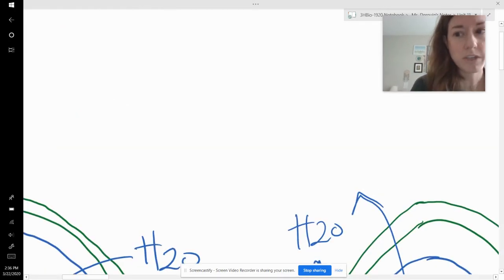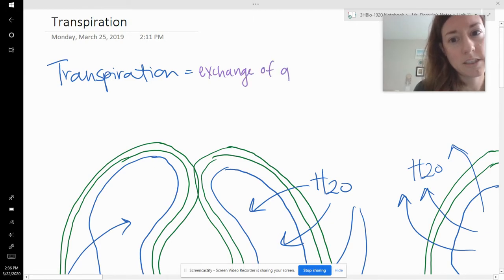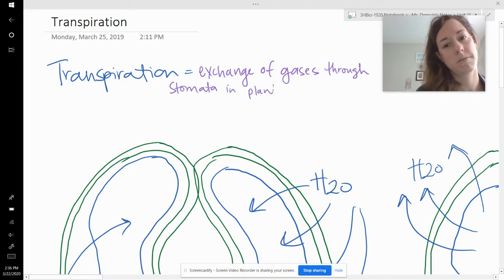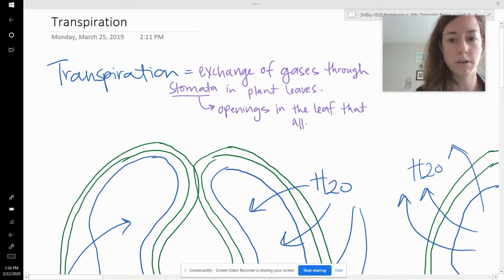Transpiration is exchange of gases through stomata in plant leaves. And this word stomata we'll talk about, but these are openings in the leaf that allow for gas exchange.